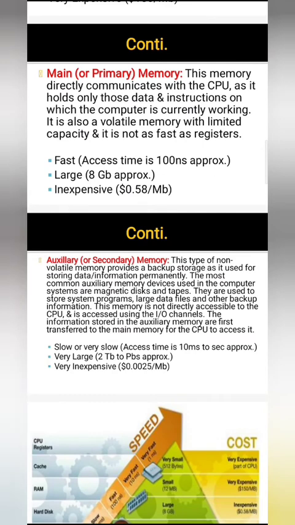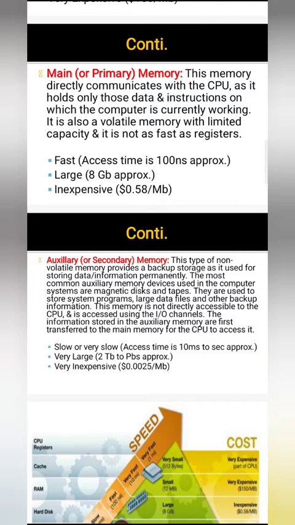Now, this is a non-volatile memory. This is the only memory which is of non-volatile nature. It means your data will be stored on a permanent basis. Hence, whenever you need to make a backup of your data or your instructions or programs, you can make use of your non-volatile memory, that is your auxiliary memory. So basically, this memory is used to provide backup storage, and it is used for storing your data or information permanently. The most common auxiliary memory devices used in computer systems are magnetic disks and tapes.